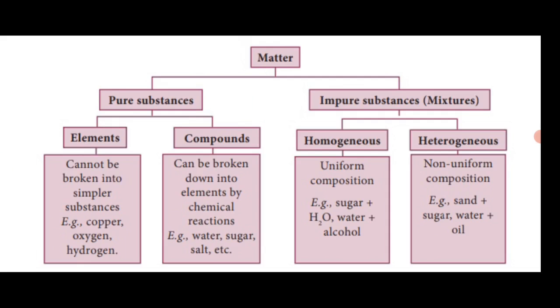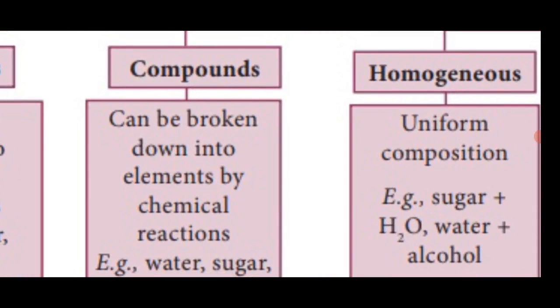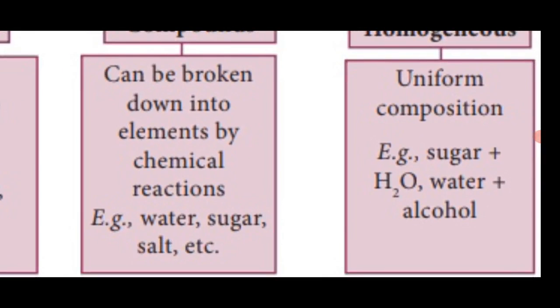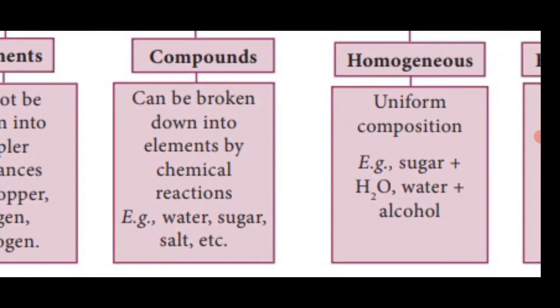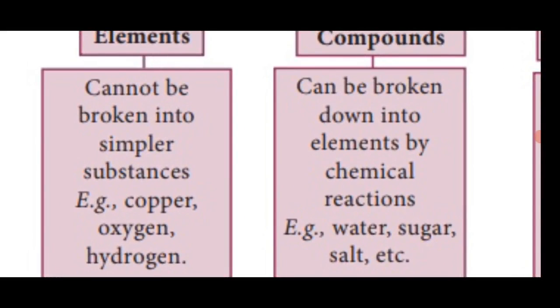What is a compound? The particles of a compound can be broken down into elements by chemical reaction. For example, water, sugar, salt. What is an element? An element cannot be broken into simple substances. Example, copper, oxygen, hydrogen.